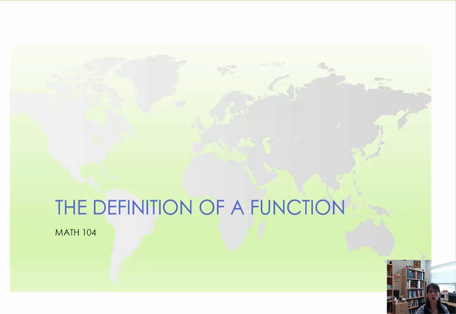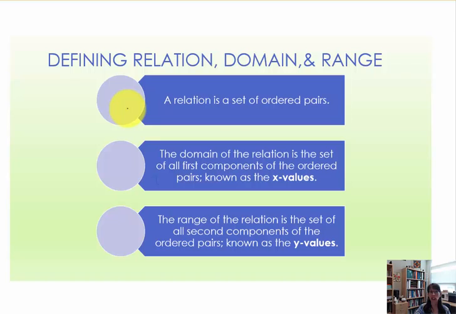In this video, we're going to talk about the definition of a function. We're going to define relation, domain, and range. A relation is a set of ordered pairs. Typically, we're talking about x and y for an ordered pair. X is the input of the function, and y is the output of the function.